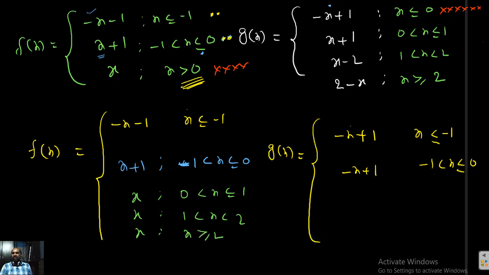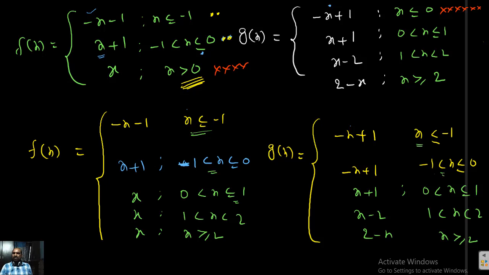Now again I want to rewrite the same things here, students. x plus 1 for 0 less than x less than or equal to 1. x minus 2 for 1 less than x less than 2. 2 minus x for x greater than or equal to 2. Now observe, students, now I can add this rule and this rule, same. I can add these two. This rule and this rule are the same. I can add these two. This rule and this rule are the same. That's why we make the function into some pieces.